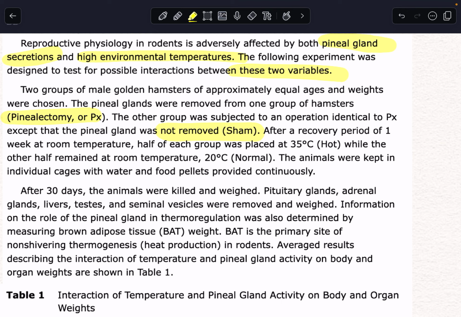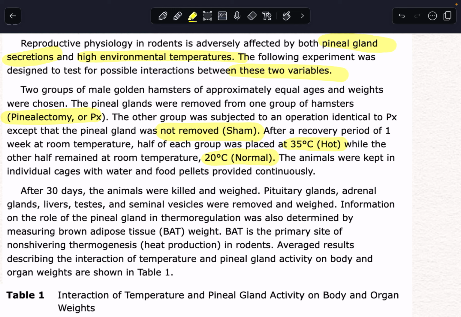That makes sense because pineal gland secretion can affect the reproductive physiology in rodents. So in order to know that, we need to take out the pineal gland of one group and then compare the data with the group that kept their pineal glands, right? Okay. After a recovery period of 1 week at room temperature, half of each group was placed at 35 degrees, hot, while the other half remained at room temperature, 20 degrees Celsius, normal.